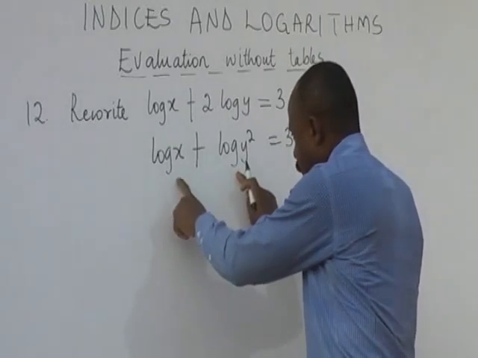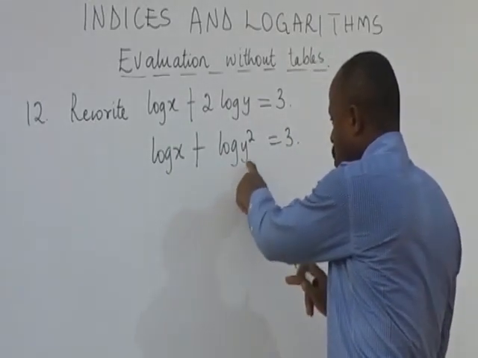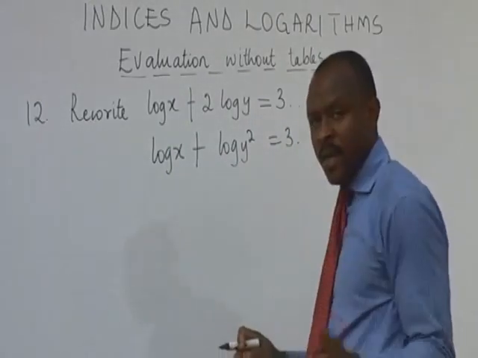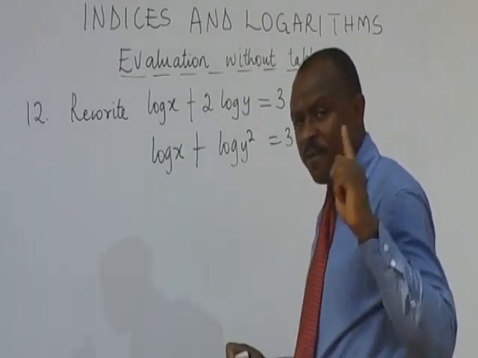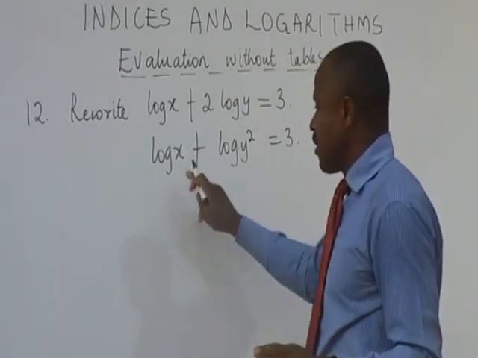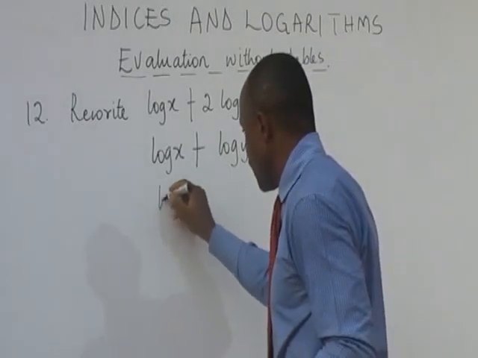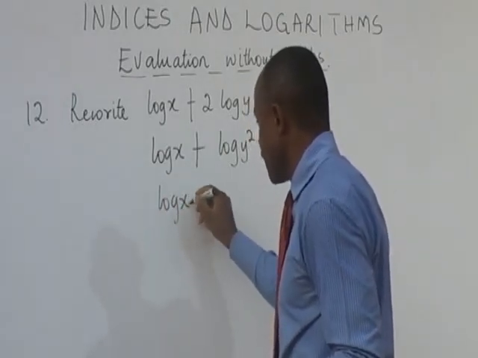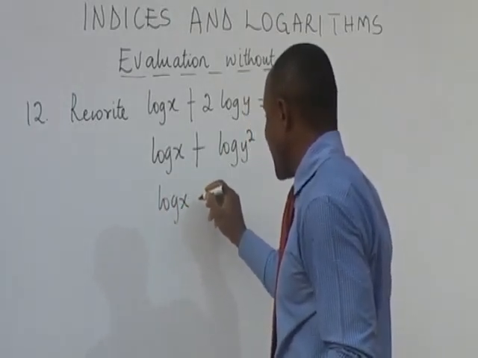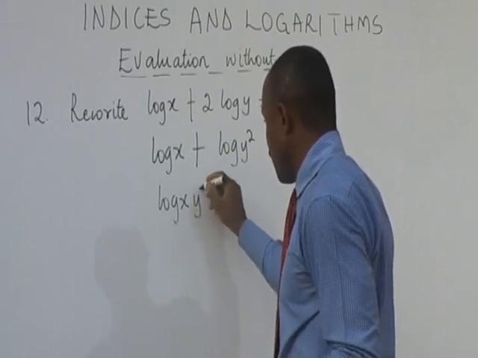Now, log x plus log y exponent 2. If you respect the first law of logarithms, discover that the meaning of this is log of x times y squared.